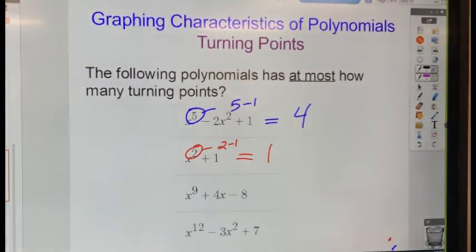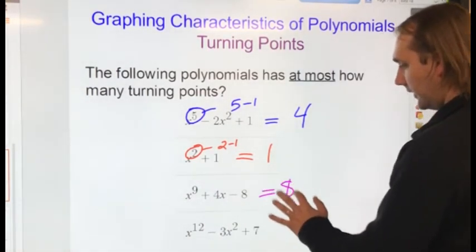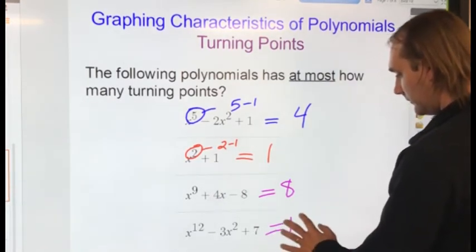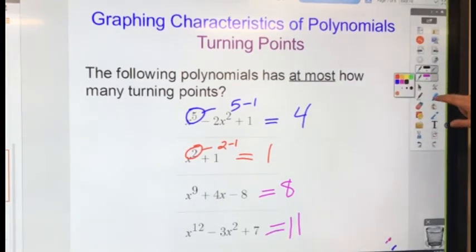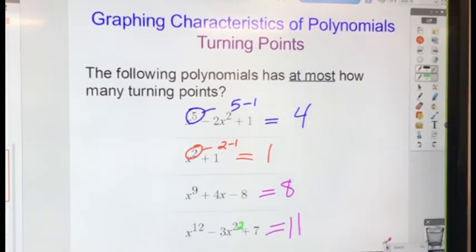Next, I could have how many turning points? 8. So 9 minus 1 is 8. And then last but not least, x to the 12th minus 3x squared plus 7. How many turning points? 11. It could have up to 11. Now, hypothetically, if I were to change this to a 22, how many turning points would it have? Would it still have 11? No, I have 21.